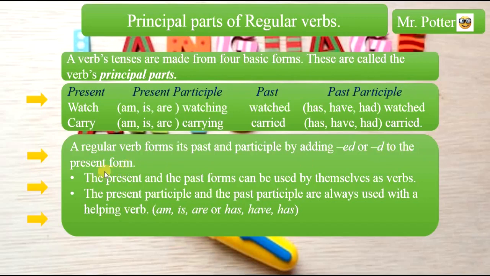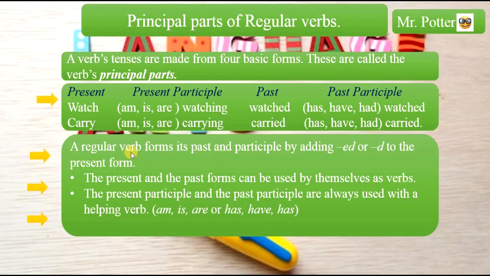Now, a regular verb forms its past and past participle by adding ed or d to the present form. First, the present and the past forms can be used by themselves as verbs, and the present participle and the past participle are always used with a helping verb: am, is, are, or has, have, or had.